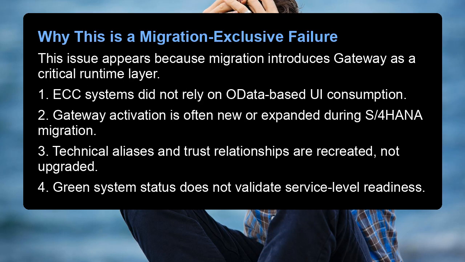Why this is a migration-exclusive failure. This issue appears because migration introduces gateway as a critical runtime layer. 1. ECC systems did not rely on OData-based UI consumption. 2. Gateway activation is often new or expanded during S/4HANA migration. 3. Technical aliases and trust relationships are recreated, not upgraded. 4. Green system status does not validate service-level readiness.